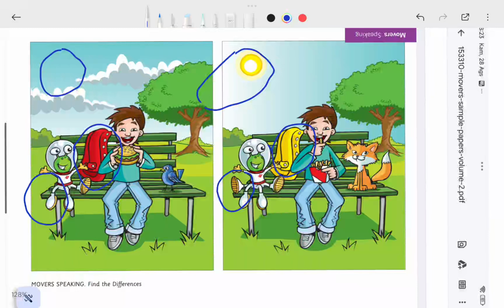And then in picture 1, the boy is eating a burger. Yeah, in picture 1, the boy is eating a burger. And in picture 2, the boy is eating French fries.